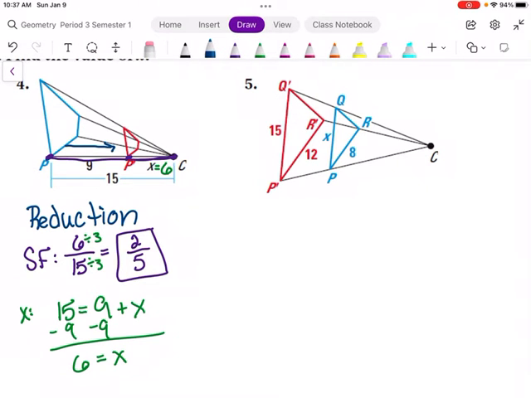All right, and for example 5, we went from the P to P prime. So this one got bigger. So this one would be an enlargement.